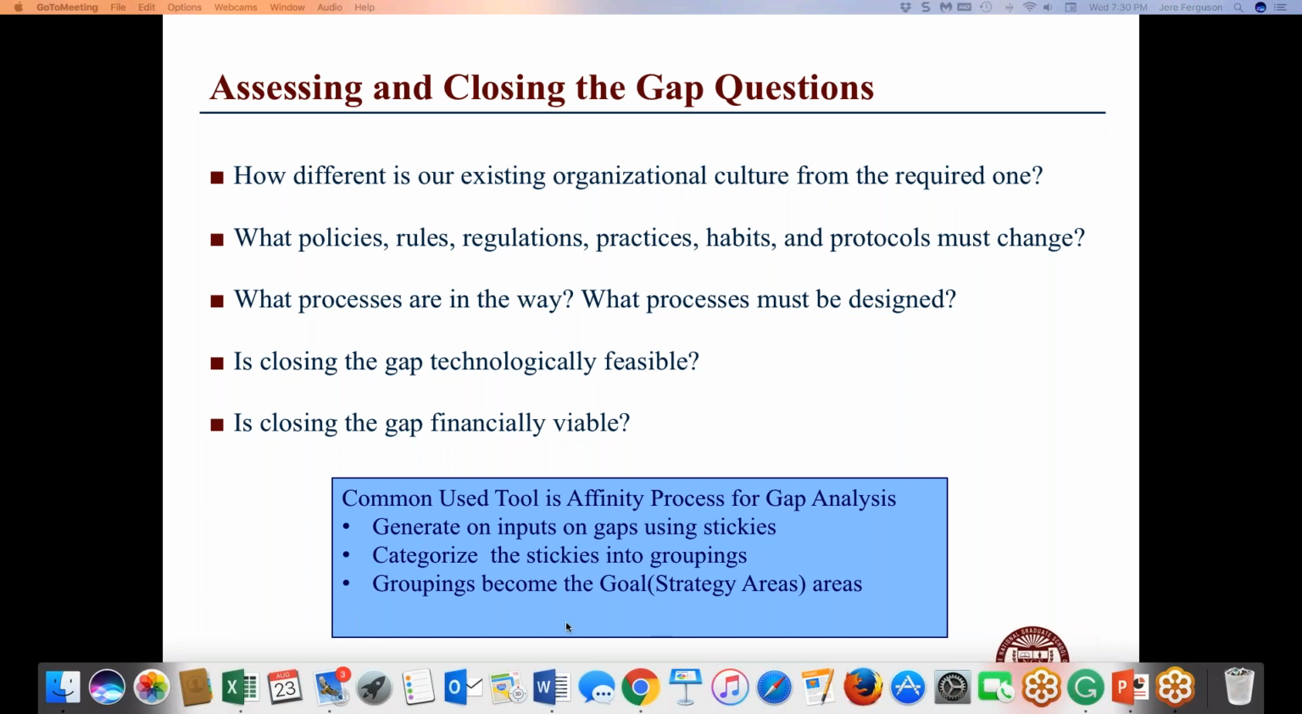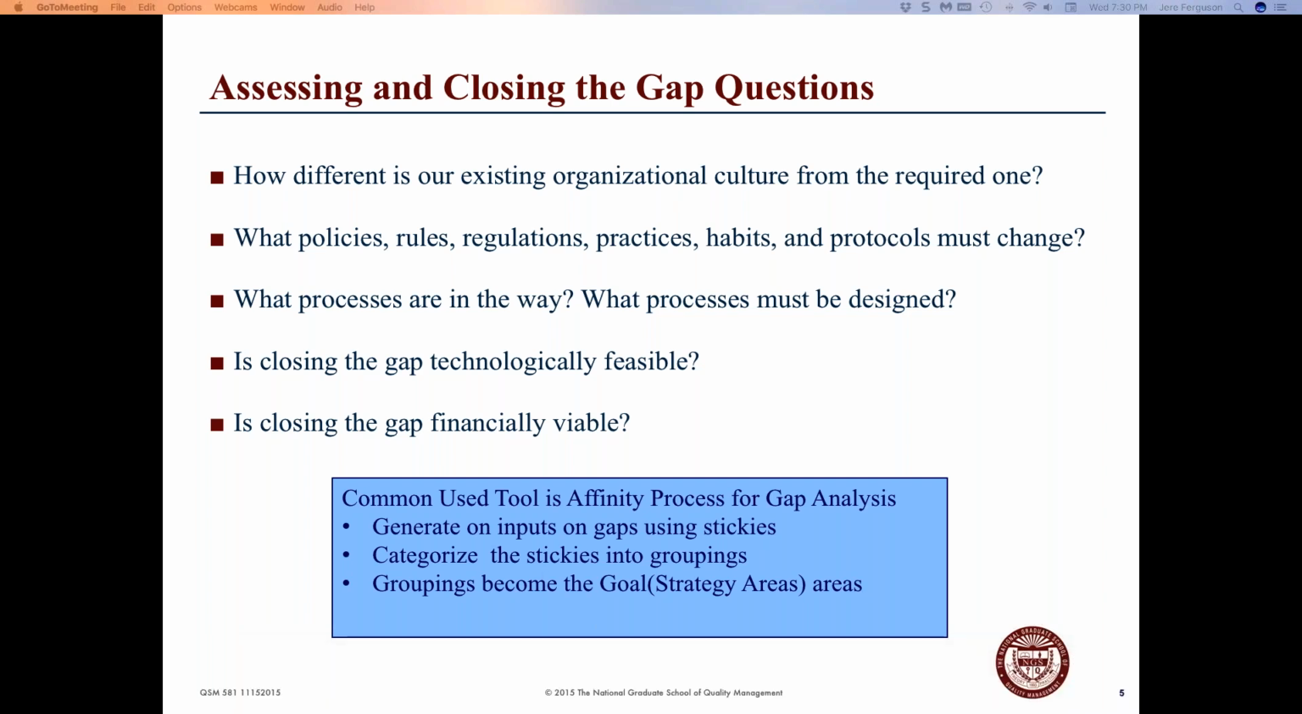So that's what this bottom bullet is about. When it's all said and done, they have to all fall into one of the stated goals and objectives or strategic areas of the strategic plan and not fall outside the scope of the plan. Okay, so those are some of the kinds of questions that you would ask, and this would be an effective opportunity for you to use brainstorming to achieve that.